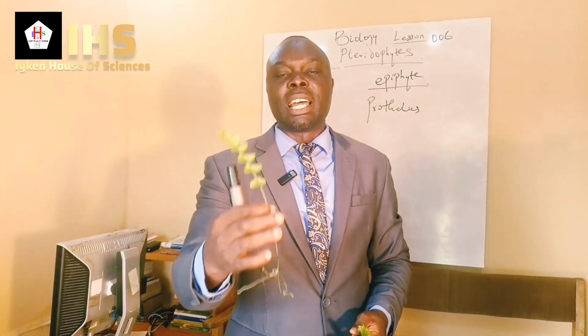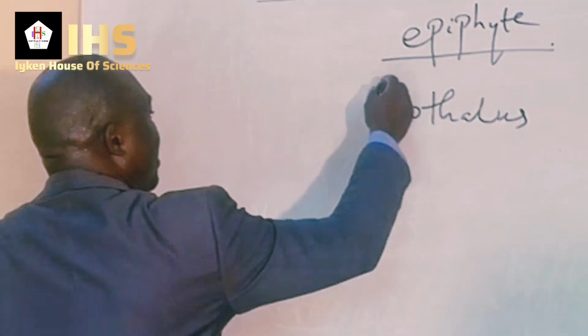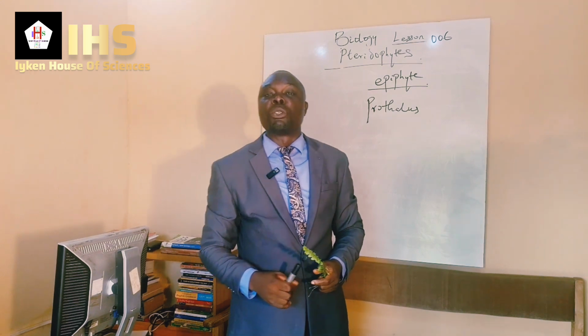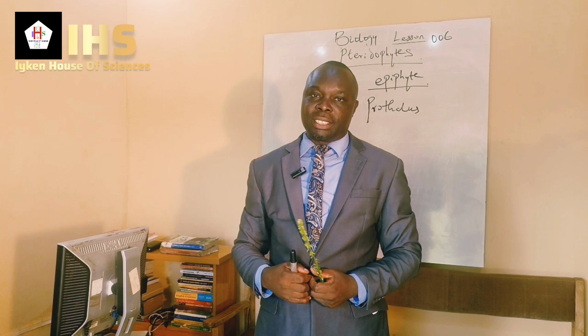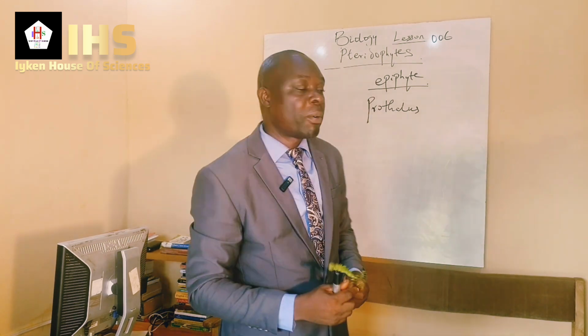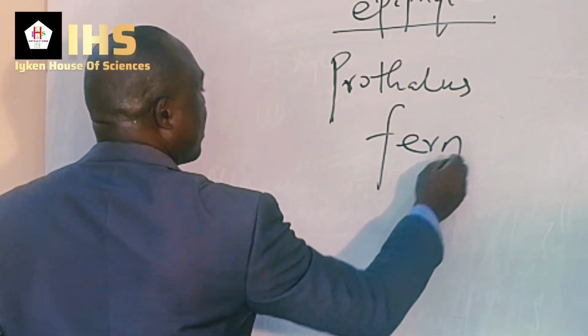The sporophyte stage lives longer than the gametophyte stage. Now, the pteridophytes do not produce flowers. They are non-flowering plants. I gave an example here. The example I gave here is fern.